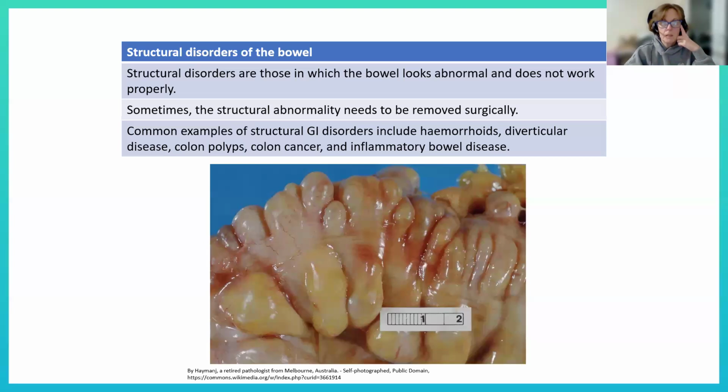Common examples of structural disorders include hemorrhoids, diverticulitis or diverticular disease, colon polyps, colon cancer, and all sorts of inflammatory bowel diseases. There's things like colitis and ulcerative colitis, which is an autoimmune disease which attacks the colon. There's Crohn's disease, which is an autoimmune disease where the immune system attacks the small intestine. So there's lots of different diseases which can cause problems in this area.